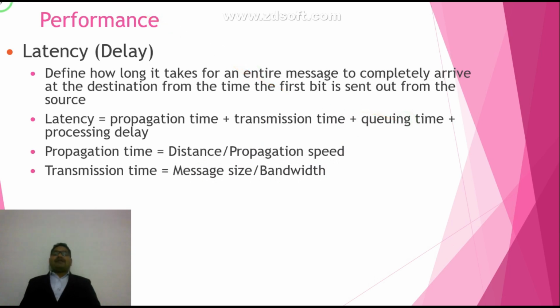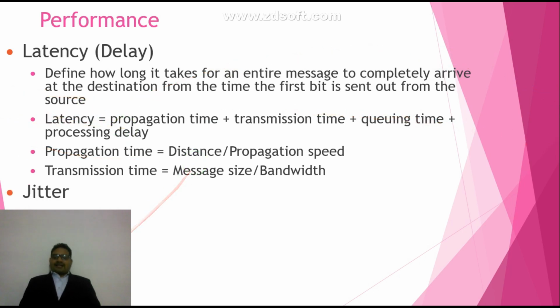Then queuing time. In between, any nodes, switches, hubs, routers, if they are busy or there is congestion, then these packets, these bits have to wait for their turn. That is the queuing time. Then processing delay. When the packet arrives at the router, the router has to process that packet. Where is the actual destination? What is the shortest path? Through which node do I have to send it? Which is the next hop? All the time required to calculate this is your processing delay.